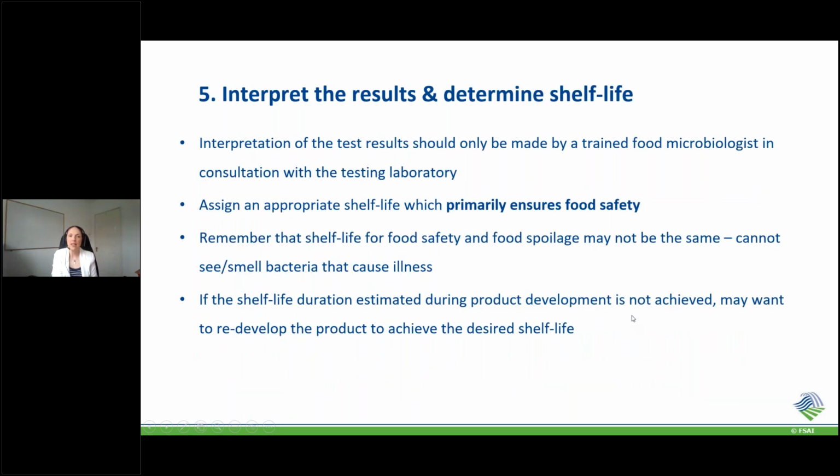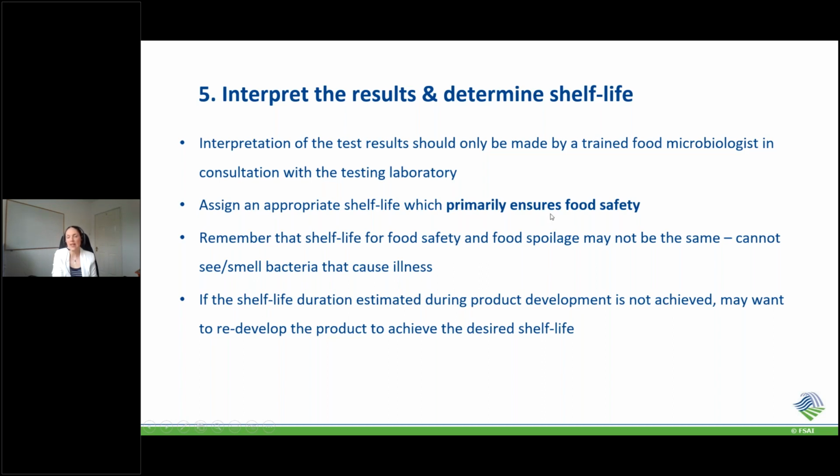Once you've carried out the tests and you get the results, you need to interpret those results. So we would say interpretation of the test results should only be made by a trained food microbiologist in consultation with the testing laboratory. And then you need to assign an appropriate shelf life, which primarily ensures food safety. So we talked about that earlier.